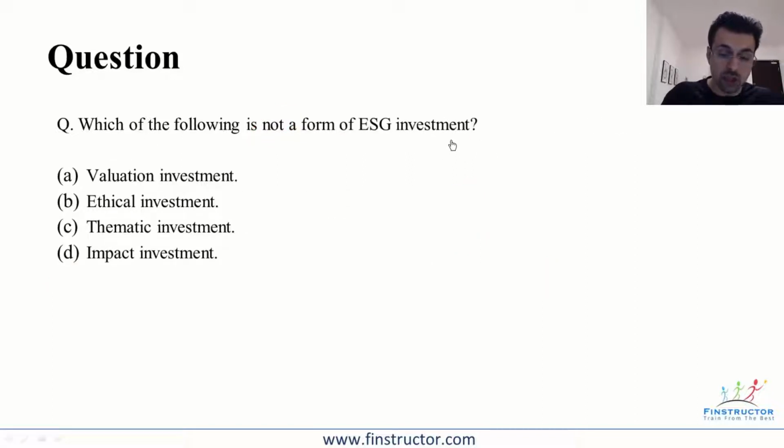Which of the following is not a form of ESG investment? So we studied various types of ESG investment. Valuation investment generally is not. There is no ESG which is value. All investments are focused on valuation to some extent, but ESG would be ethical investment, tobacco or some Christian investments we studied, thematic based on some theme of climate change or social impact. So all these themes are types of ESG investments. Valuation is not.